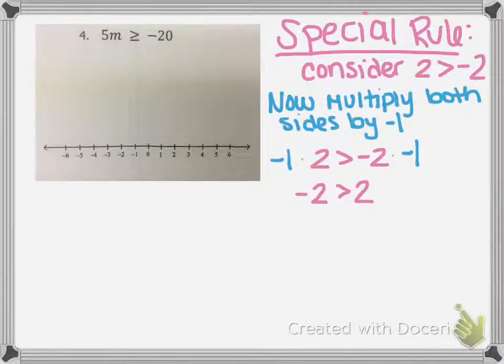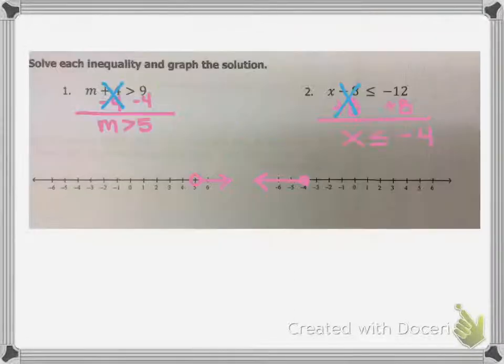Is this inequality true? Negative 2 is greater than 2. Well, no, of course that's not true. We need to change the inequality sign. So we need to flip-flop it, if you remember from Friday. Negative 2 is greater than 2. So I'm going to go back a couple slides here.